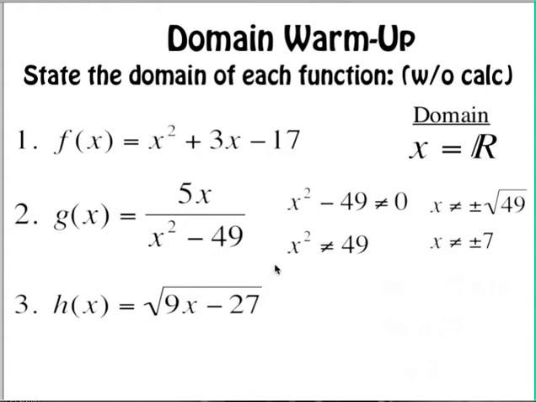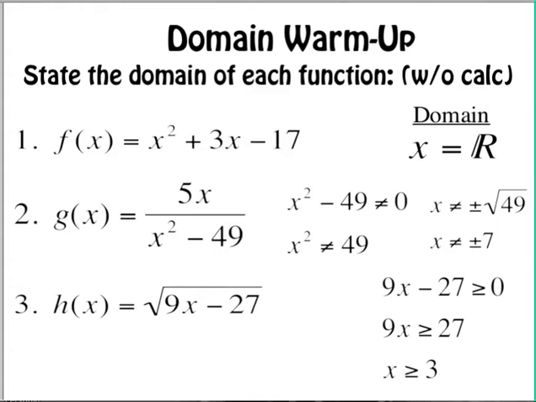And in number 3, h of x equals the square root of 9x minus 27, I have a square root, and I'm limited by what I can take the square root of. I can't take the square root of a negative number. So I'm going to take what's underneath the square root and make it so that it is greater than or equal to 0, and then solve for x. And so when I do this, I get 9x minus 27 has to be greater than or equal to 0. Add 27 and then divide by 9, and you get that x has to be greater than or equal to 3. Any value less than 3 would make this negative. We can't take the square root of a negative number. So I want you to keep these in mind when we talk about combined and composed functions.